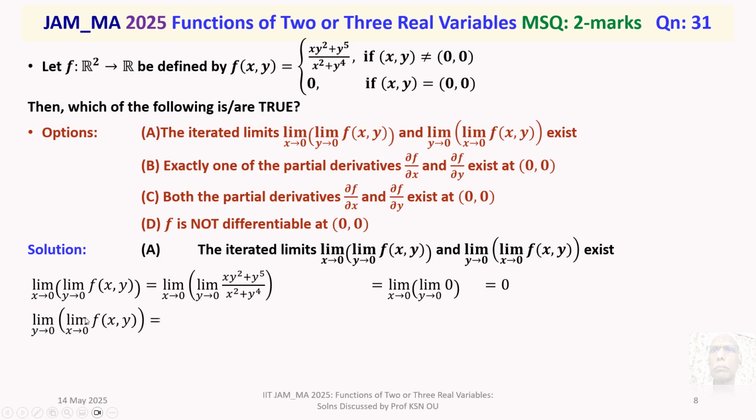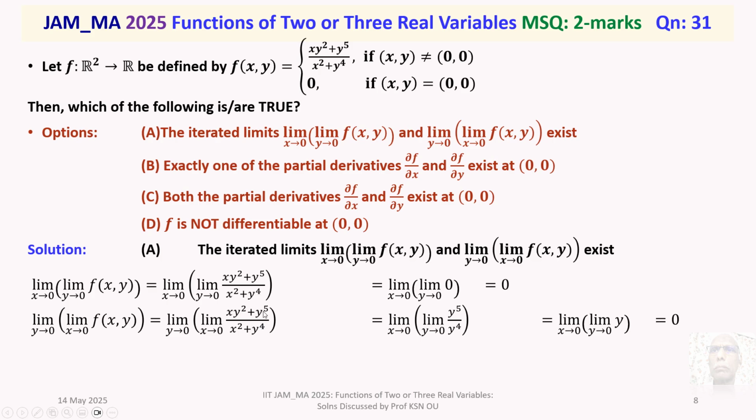Now limit y tends to 0 of limit x tends to 0 of f(x, y). Limit x tends to 0 of f(x, y) gives the numerator y to the power of 5 by y to the power of 4, that is y only. Limit y tends to 0 of y is 0. So limit y tends to 0 of limit x tends to 0 is 0. So both the iterated limits exist. So option A is true.